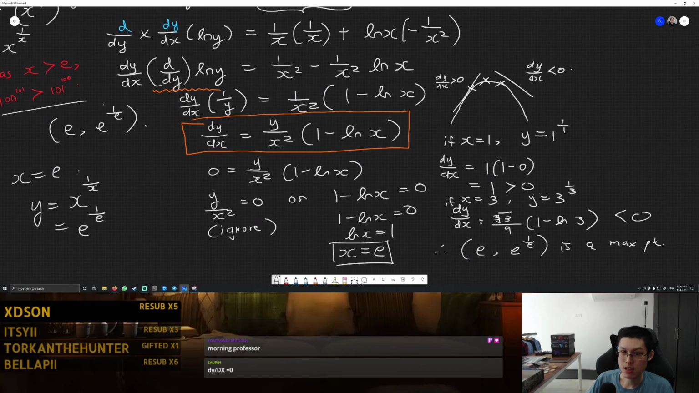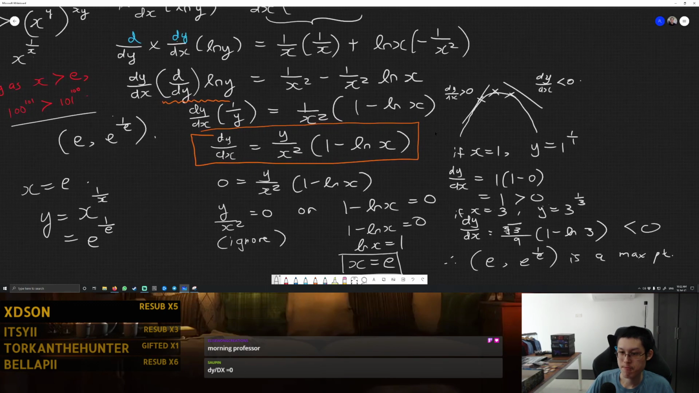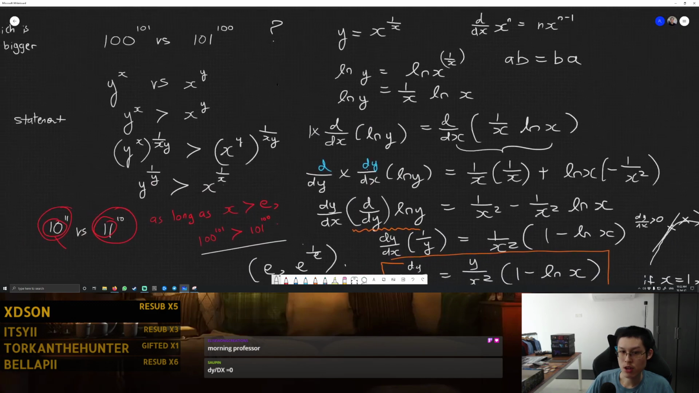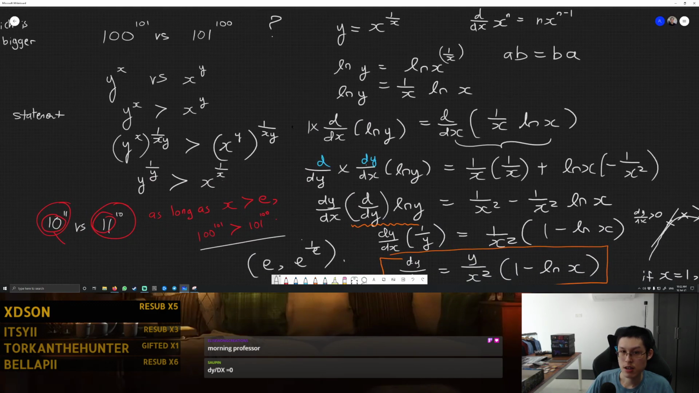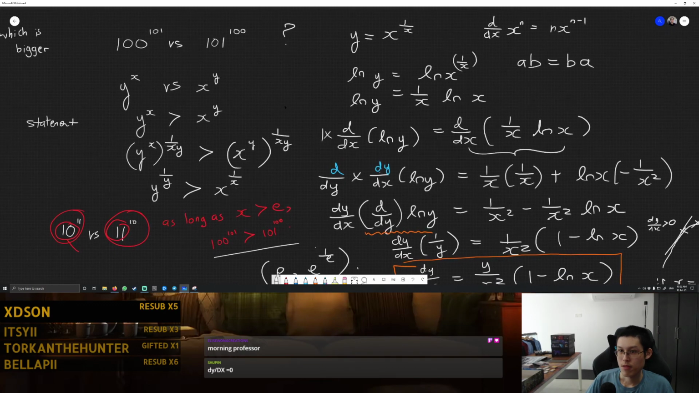Okay, so this is implicit differentiation, which is something that you will learn in A2 math, the second part of math. There we go. So that's it. So as long as your x is greater than e, you always choose this guy.